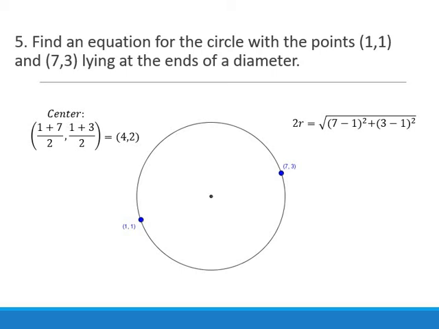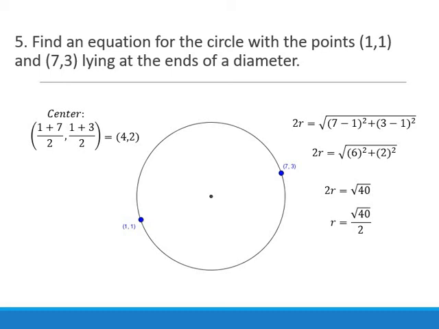I decided to go ahead and find the distance between the 2 points, which would be twice the radius, or the diameter. So 2r will be the square root of the difference in my x's squared, 7 minus 1 squared, plus the difference in the y's squared, 3 minus 1 squared. So 2r comes out to be 6 squared plus 2 squared, or 36 plus 4 underneath the radical. So we get 2r is the square root of 40. I can go ahead and divide and get my radius as square root of 40 over 2. We could simplify that, but we need to square it anyway.